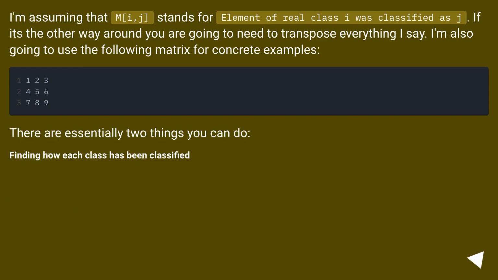I'm assuming that the entry at row I, column J stands for elements of real class I that were classified as J. If it's the other way around, you are going to need to transpose everything I say. I'm also going to use the following matrix for concrete examples. There are essentially two things you can do. Finding how each class has been classified.